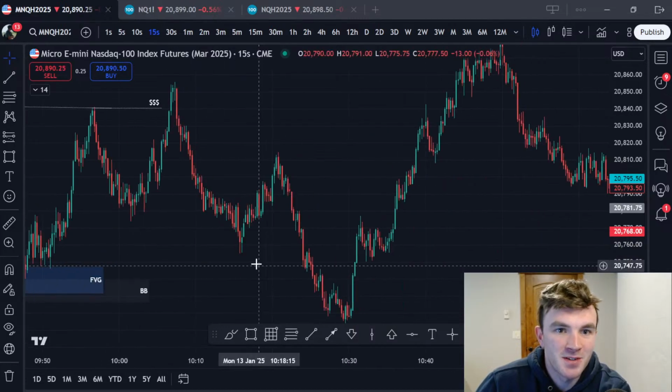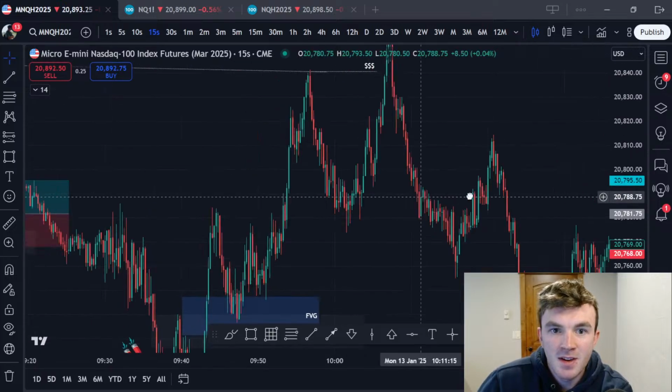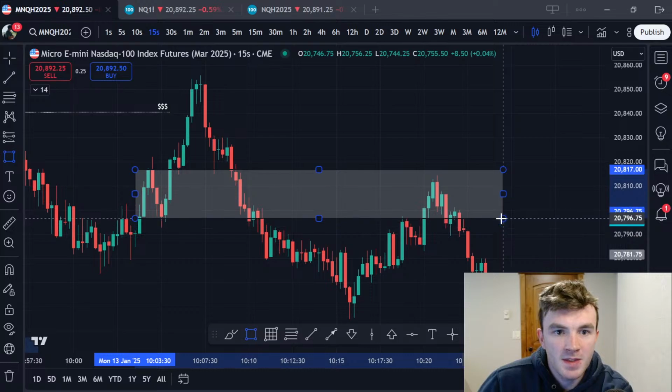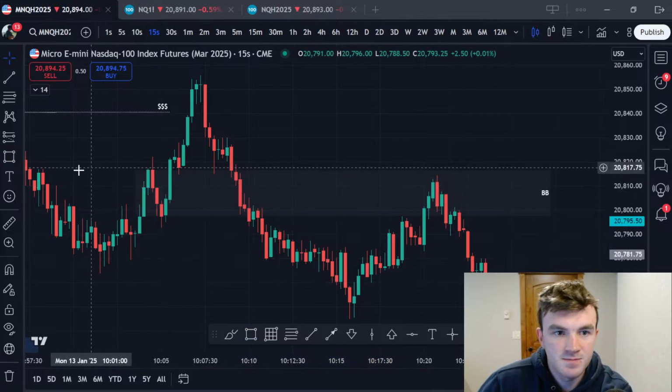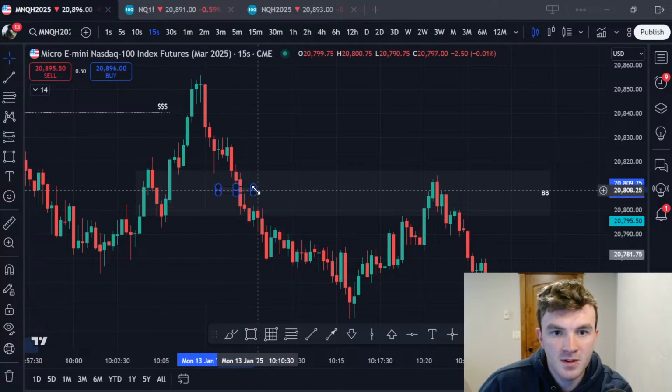What do you mean shorted or long? I'm just backtesting right now. I'm just talking about trades you could have taken. Yeah, we had this breaker and fair value gap. This was a decent trade, going into whatever it's called.